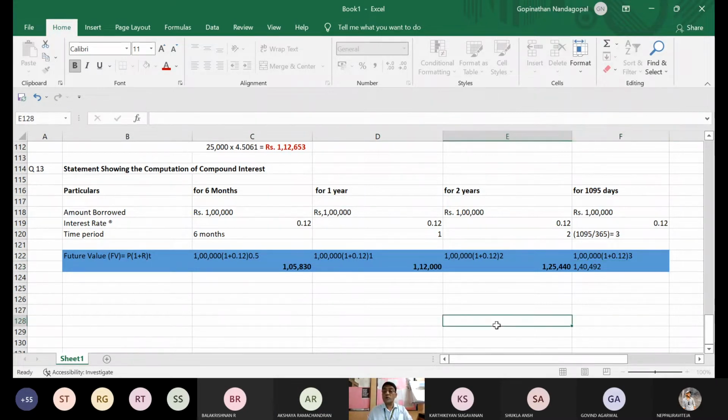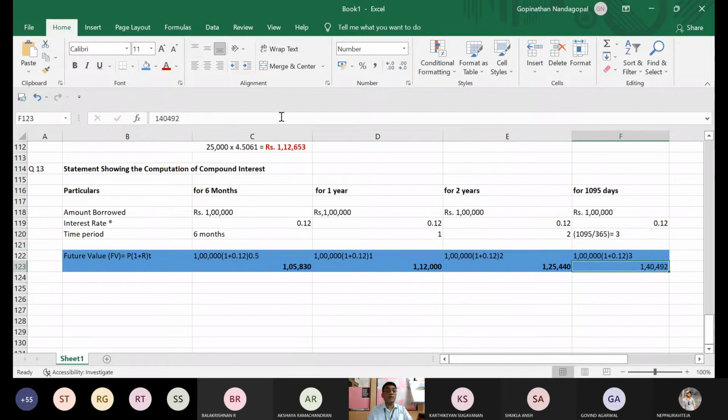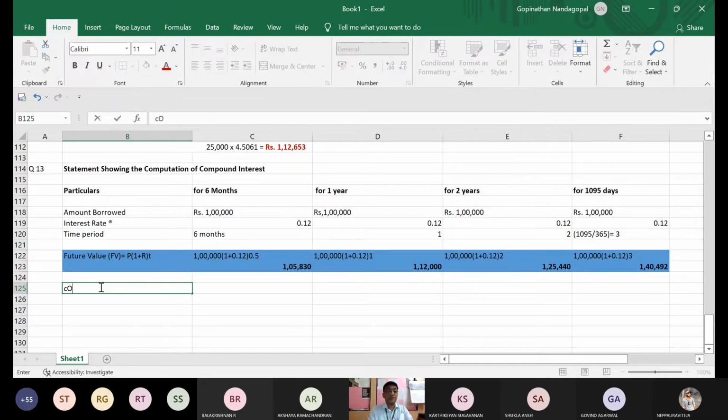Sir, in this case, you took the amount as compounded annually, right, sir? No, I'm just going to do the next one. 1 minute. Don't be in a hurry. The next one, I'm going to find out compound interest. Okay.